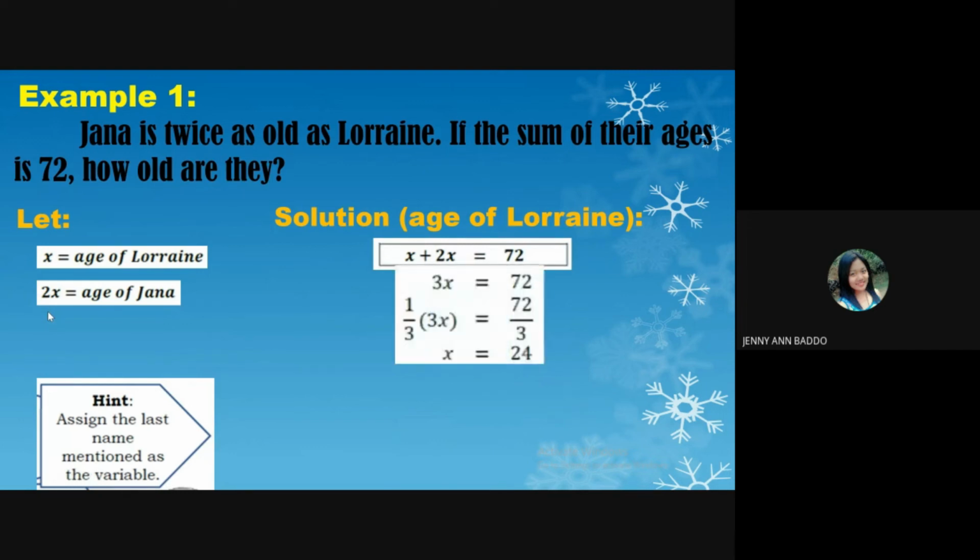Simplifying, x plus 2x, that's 3x equals 72. Dividing both sides by 3, we have x equals 24. So Lorraine is 24 years old. Now, for the age of Dana, we're going to base her age on the age of Lorraine because we have the representation 2x. Since x equals 24, we have 2 times 24, and that is 48. Therefore, Dana is 48 years old while Lorraine is 24 years old.